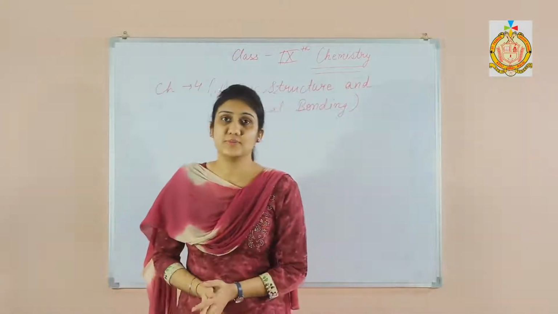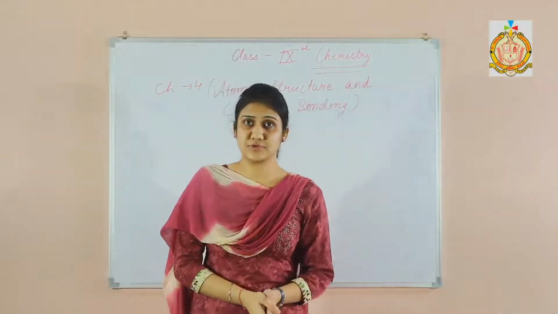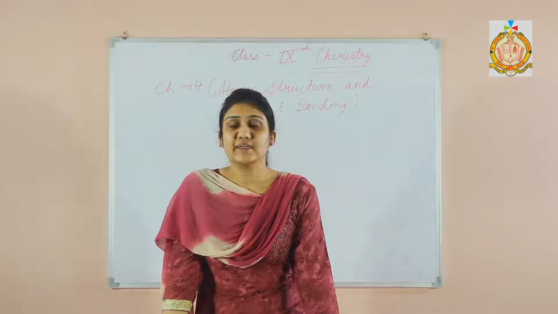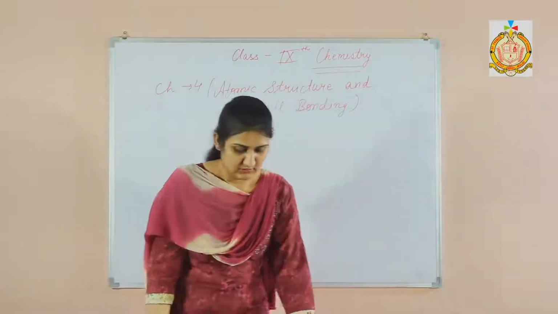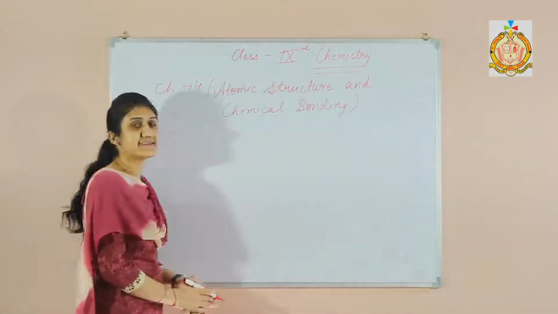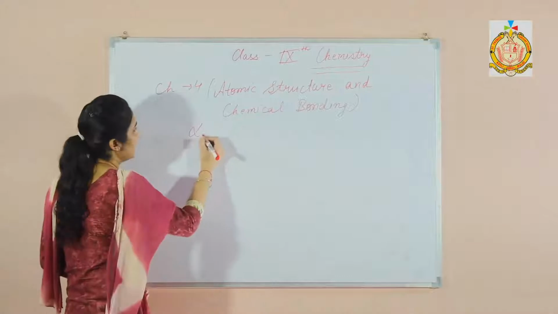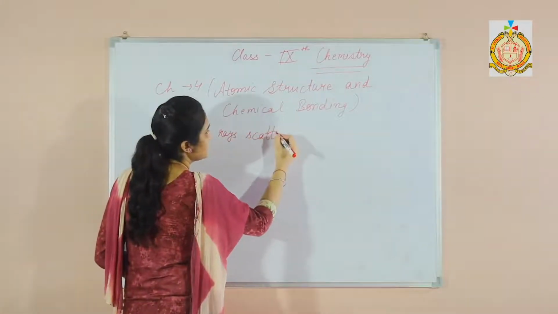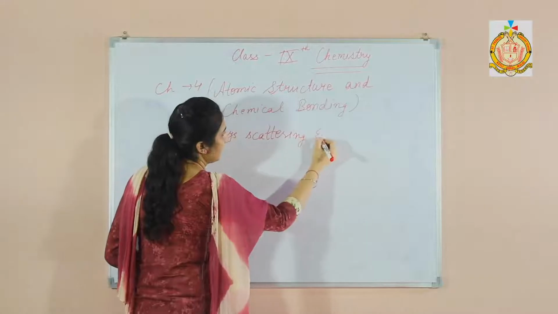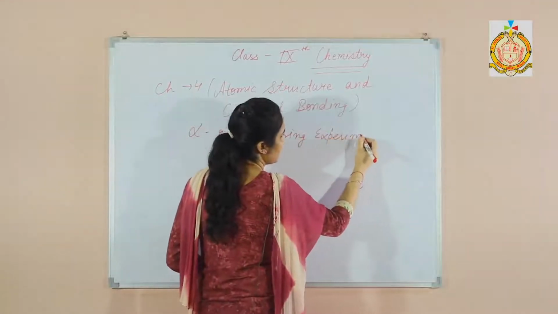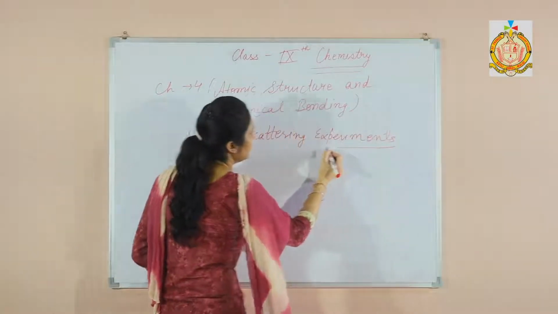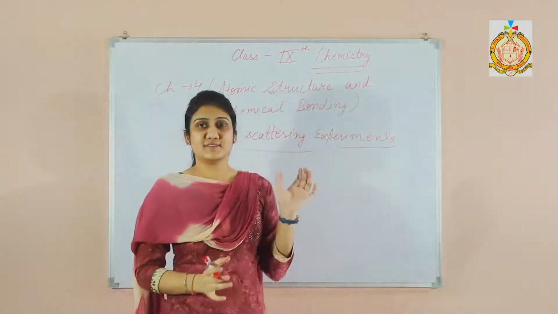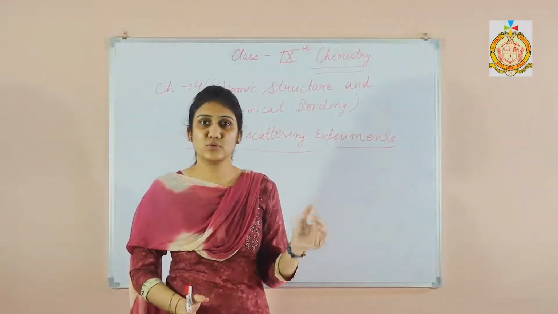Nucleus was discovered by Ernest Rutherford. In 1911, Rutherford performed an experiment, the alpha rays scattering experiment. In his experiment, he took a gold foil and passed the alpha rays through the gold foil.